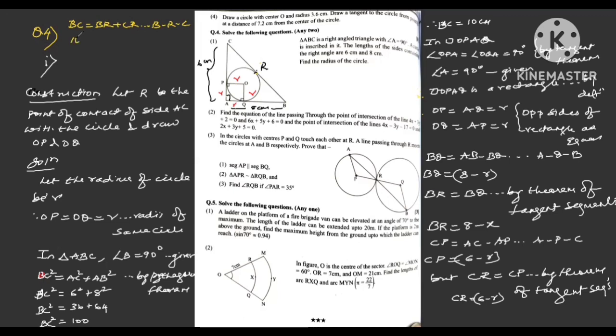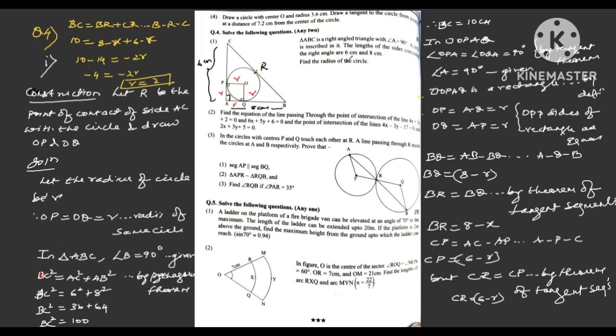Now BC, how much did I get? 10. BR, how much did you get? 8 minus R. CR is 6 minus R. So 10 equals 8 plus 6 minus 2R, which is 14 minus 2R. 14 goes to the other side: minus 4 equals minus 2R. So R equals 2. What is the radius of the circle, children? 2 units. You'll write the answer in words: the radius of the circle is 2 units.